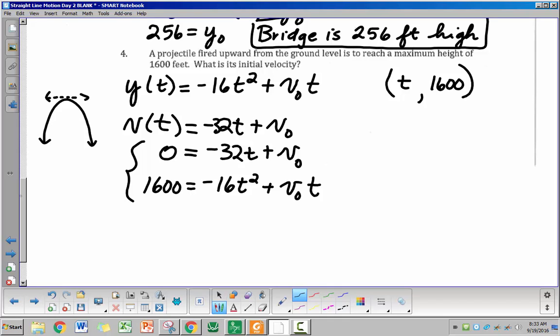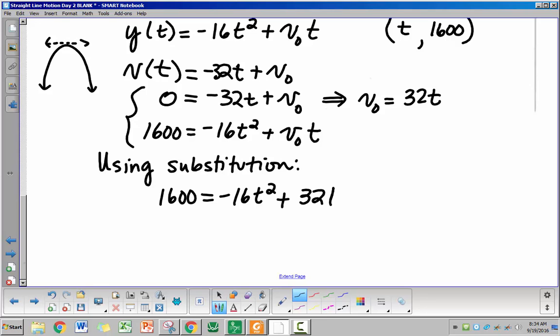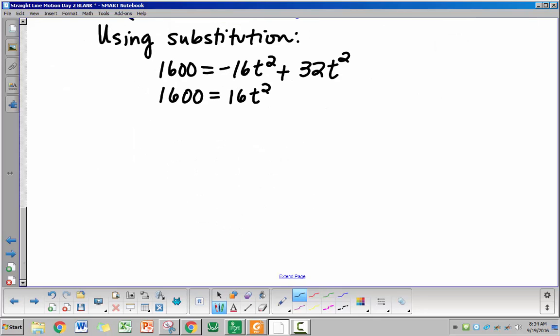So should we do substitution? So what should I say V naught is? Using substitution, I'll say V naught is equal to 32t. We can say then that 1,600 equals negative 16t squared plus 32t squared, because 32t times t is 32t squared. So we get 1,600 equals 16t squared. Wow, these numbers are really nice. T squared equals 100. So t equals plus or minus 10, but I want the plus.